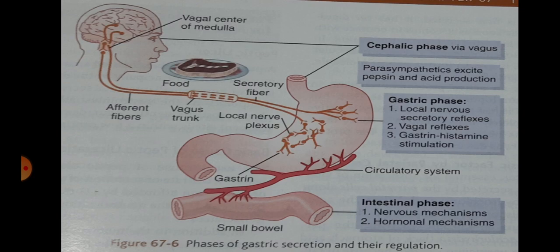Please remember the gastric secretion during the interdigestive period. It is of non-oxyntic type, that is composed mainly of mucus but little pepsin, almost no acid.